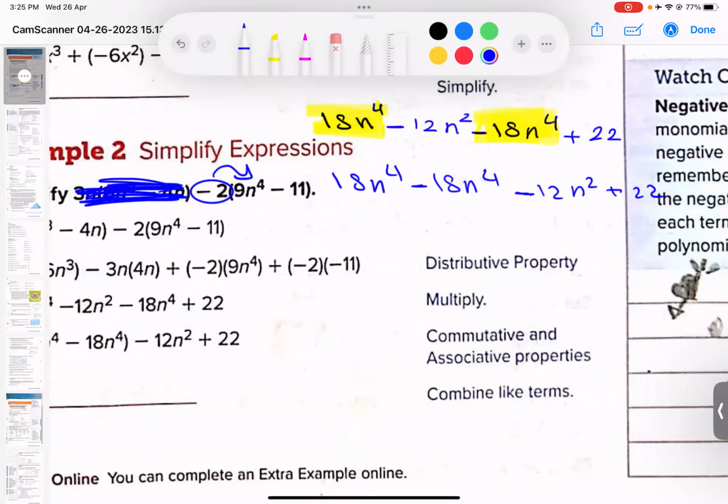Try to take a look. Here we have the first 2 terms like each other, right? So I'm trying to switch the places, right?